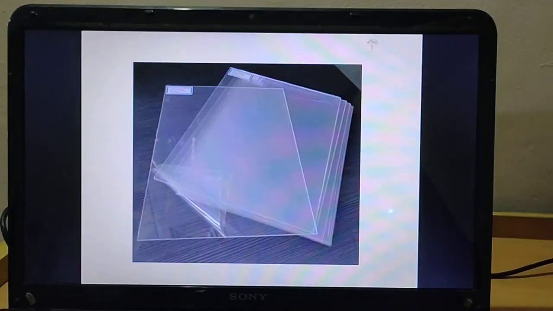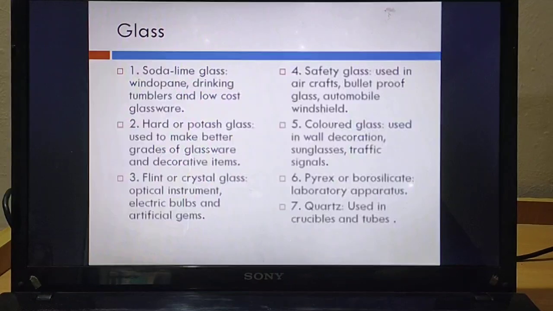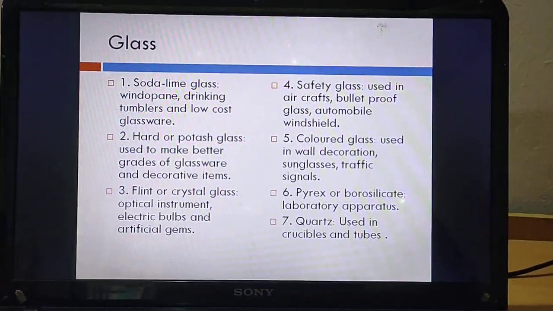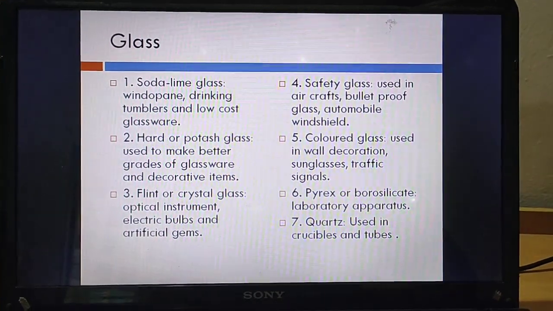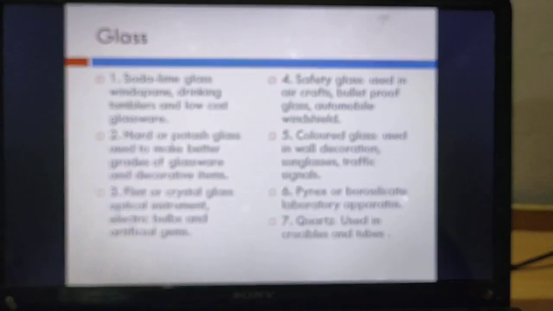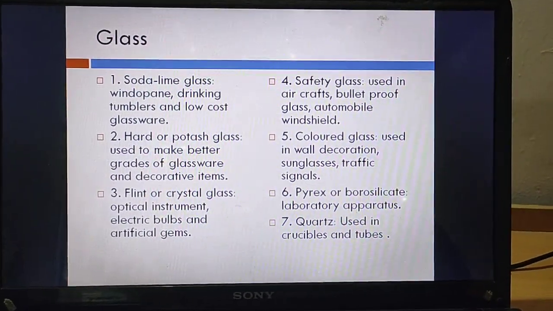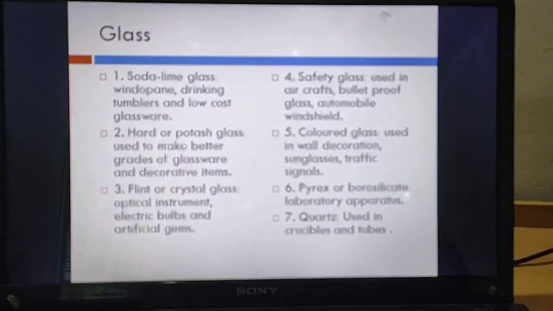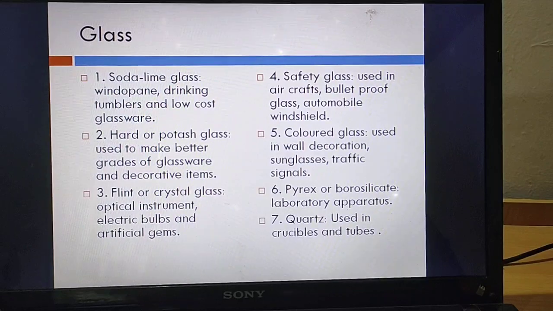You can see the image of the simplest glass. It is a transparent glass sheet. As you can see, different types of glasses. Now let's see the first one, soda lime glass. This glass is the simplest type of glass, generally used in window panes, drinking tumblers and preparation of low cost glassware. So this glass is cheap and used in window panes.